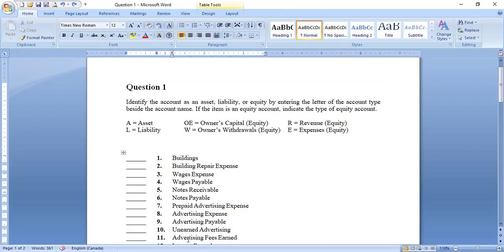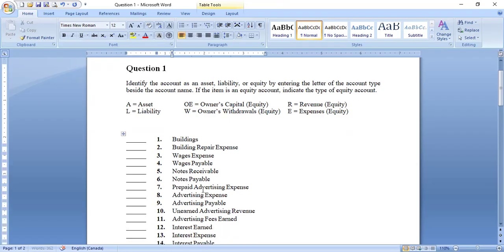Advertising payable. Yes, that's a liability. Let's go with this one. Unearned advertising revenue. Unearned advertising revenue is also a liability account. Why? Because they pay us, but we haven't done anything yet. So for that reason, we owe them money. Advertising fee earned. That will be revenue, yes. Revenue, not asset, revenue. When we earn something, that means we earn it from the normal operation of the business. Once we earn it, that's our revenue.